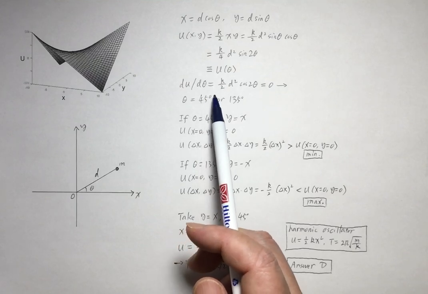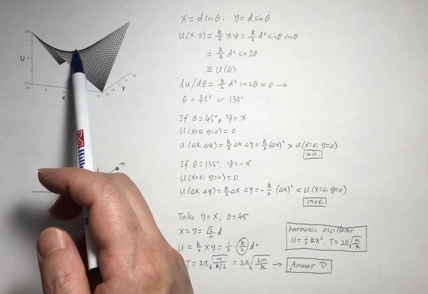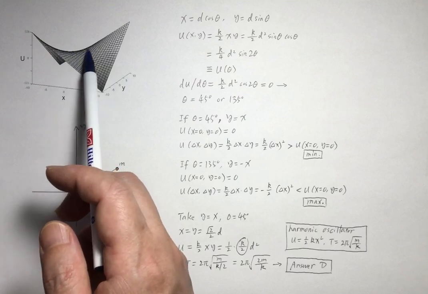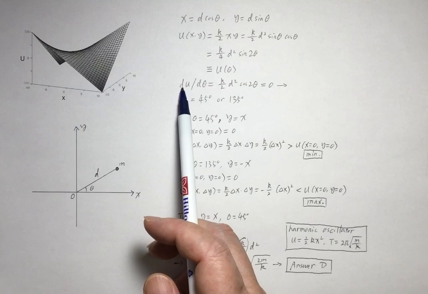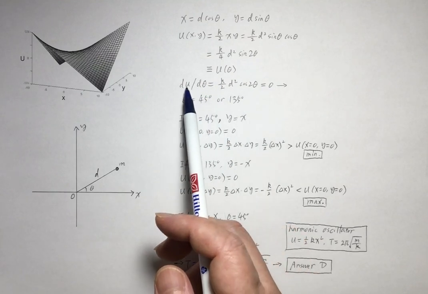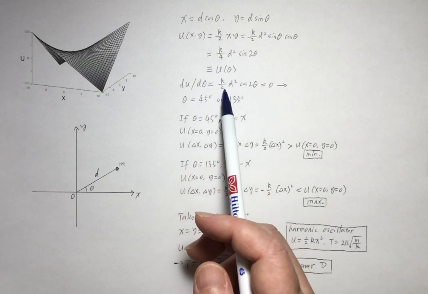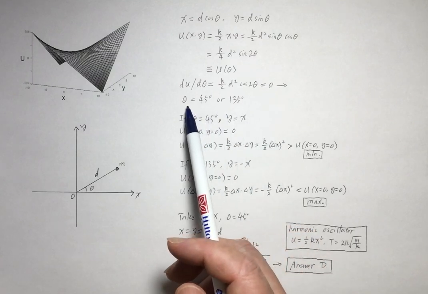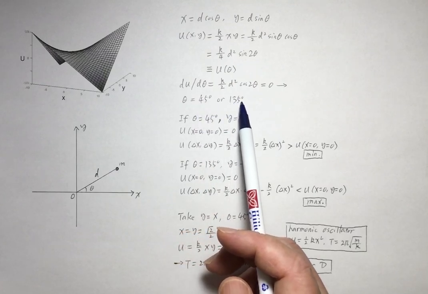So we need to find a location where the potential energy is minimum, so that the oscillation motion can occur around this minimum. To find the minimum, we take the derivative of U relative to theta and set it to 0. The derivative from this expression will be k over 2 d squared cosine 2 theta. We set it to 0. Then we get theta either equal to 45 degrees or 135 degrees.